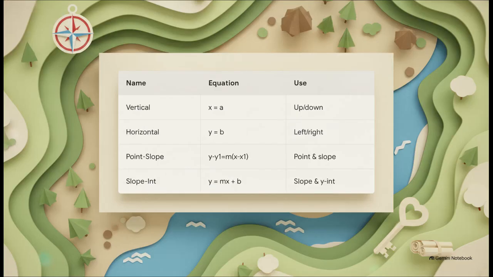Think of these 4 formulas as your ultimate mapmaker's cheat sheet: vertical, horizontal, point slope, and slope-intercept. Depending on exactly what information you have on your map, one of these 4 keys will unlock your equation.